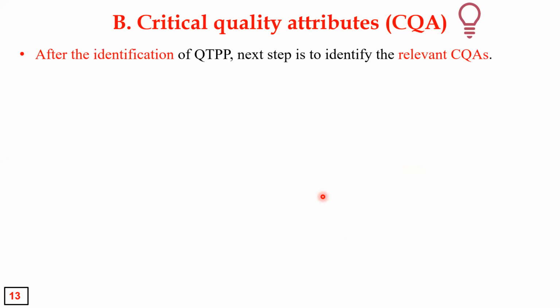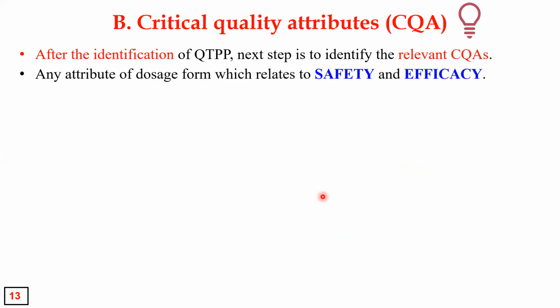After identification of the QTPP, the next step is to identify the relevant critical quality attributes. Any attribute of the dosage form, it may be a material attribute or a process parameter, which is directly related to safety and efficacy. Try to understand, please remember this point. This is the heart of the CQAs. On what basis is anybody selecting CQAs? Any aspect of the material or any aspect of the process, if it is directly related to the safety and efficacy of this tablet, those material attributes and process parameters can be considered as CQAs.